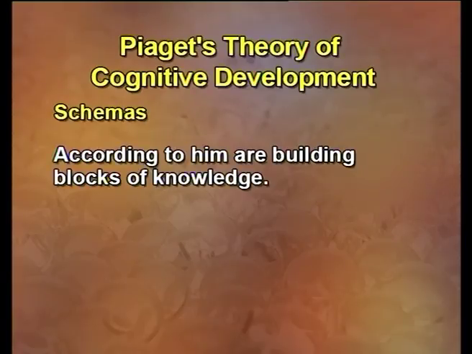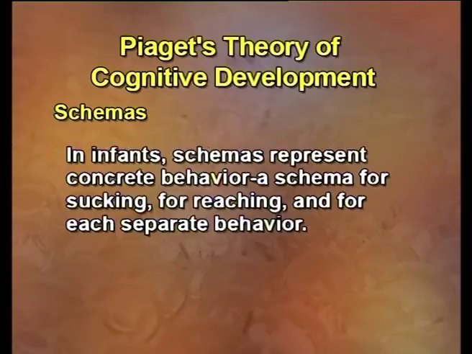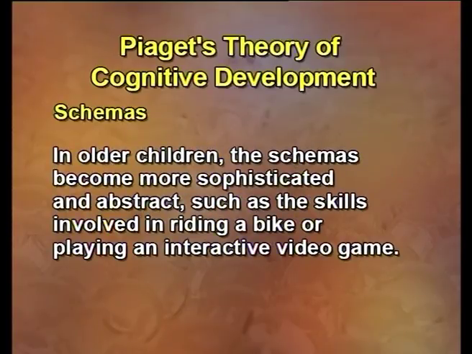He discusses three basic components in his cognitive theory. The first and foremost is schemas. Schemas are building blocks of knowledge, organized mental patterns which represent behavior and actions. Let us take the example of infants. For infants, schemas represent concrete behavior. For example, a schema of sucking in order to be fed, for reaching out for objects, and for each separate behavior, there is a schema. In older children, the schemas become more sophisticated and abstract. For example, the skills involved in riding a bicycle, or playing an interactive video game, involve much more sophistication and complexity in the schemas.